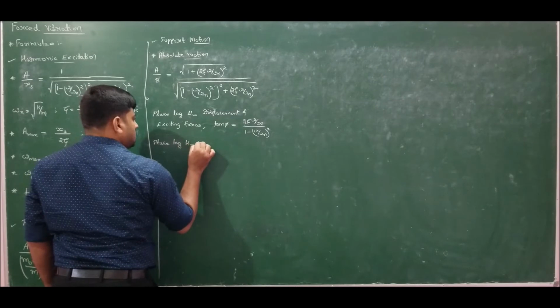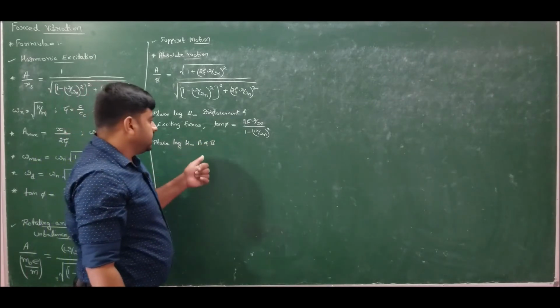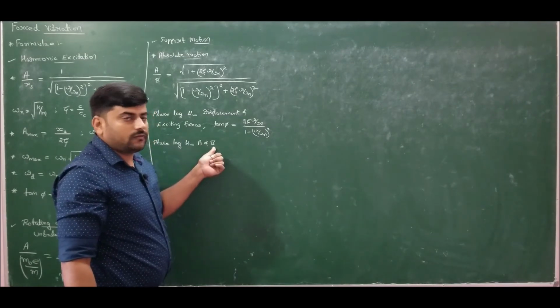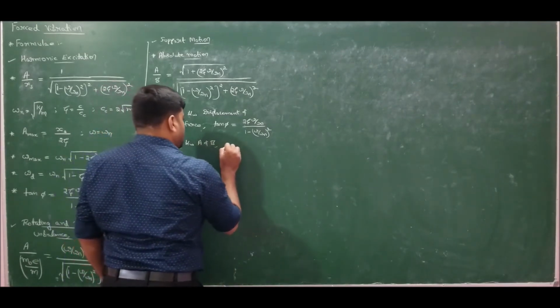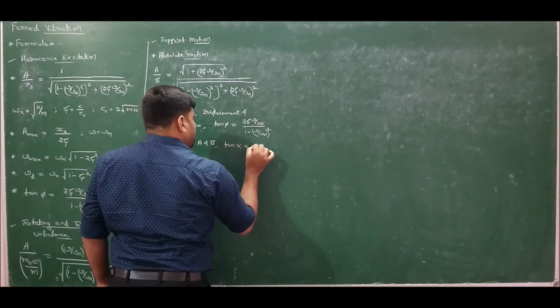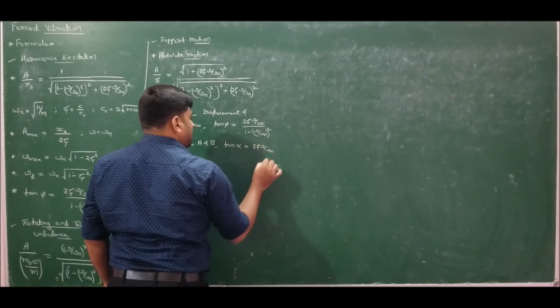The phase lag between A and B. What do you mean by A and B? A is the absolute displacement of the vibrating body, B is the absolute displacement of support. This is given by tan alpha. Tan alpha is equal to what? Tan alpha is equal to 2 zeta omega by omega n.